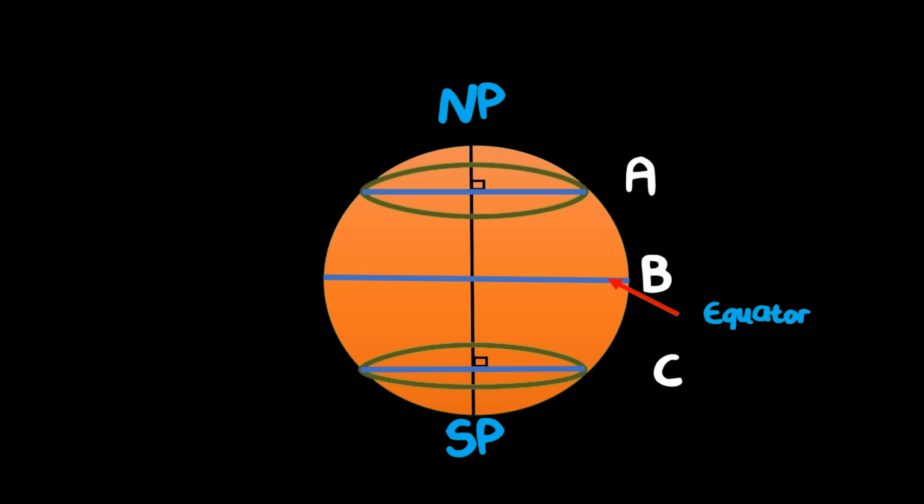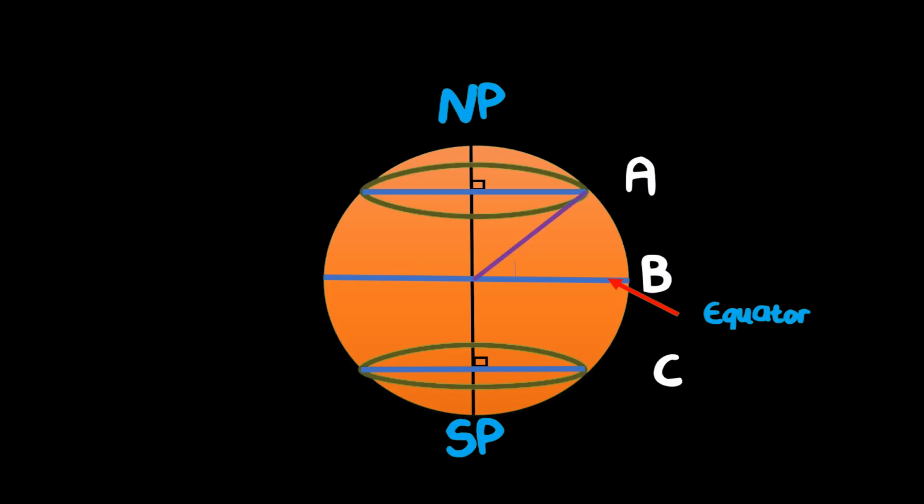Now, how do we go about measuring latitude A and latitude C? First, if we take the case of latitude A, we're going to intersect or join latitude A to the equator with this transversal line. This will enable us to measure the angle between the transversal and the equator, or the angle between our latitude and the transversal.